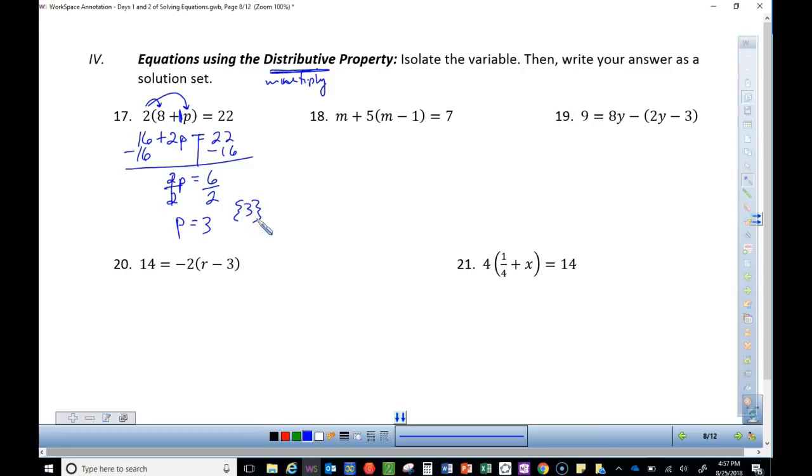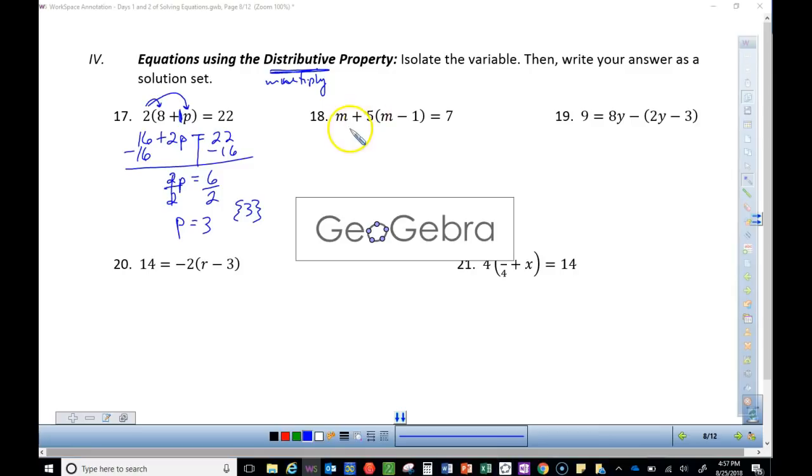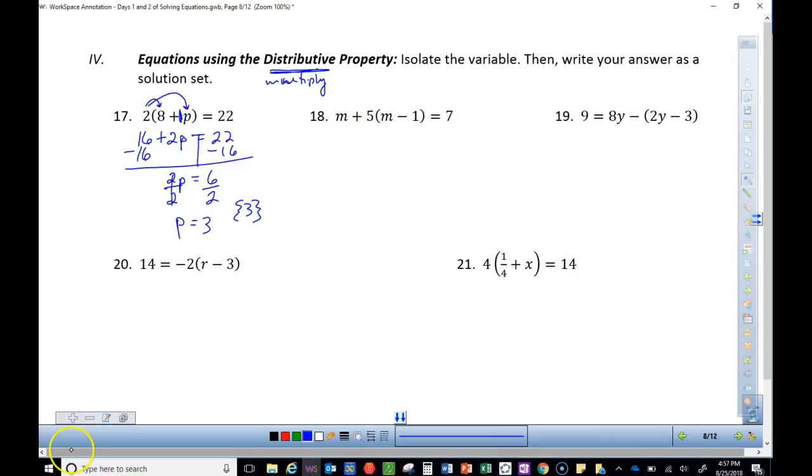Okay, now the distributing can happen anywhere in the problem. It's not always right at the beginning. So this says m plus the 5 getting distributed. So we'll bring down the m and we'll distribute this positive 5. So positive 5 times m gives us positive 5m. Do you see how I'm using the sign with the number instead of bringing it down? And then positive 5 times negative 1 will give us negative 5.